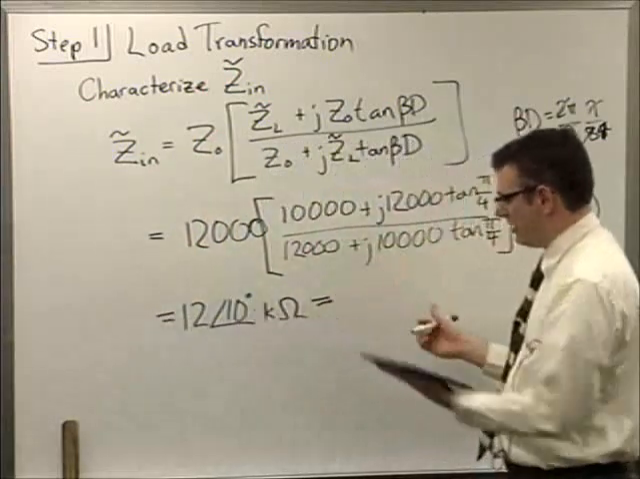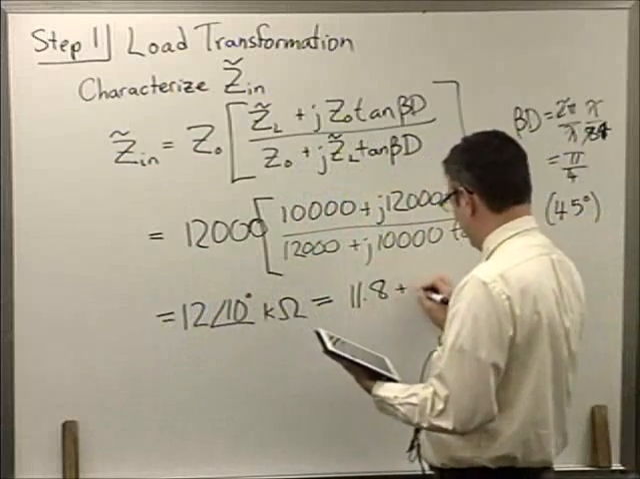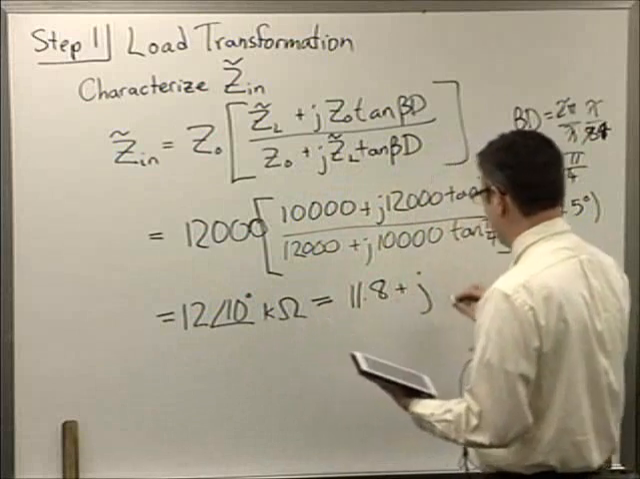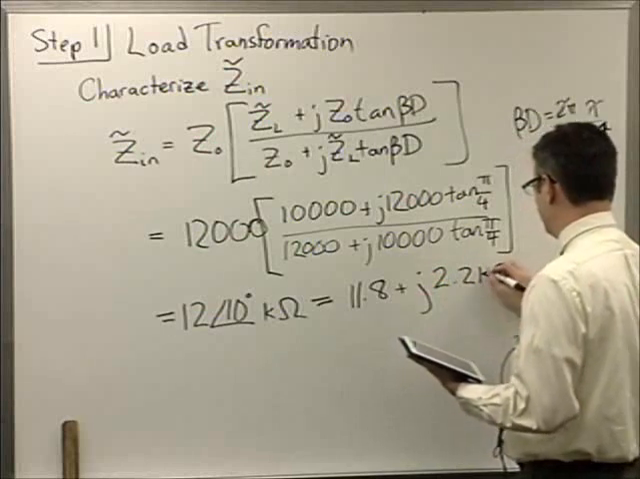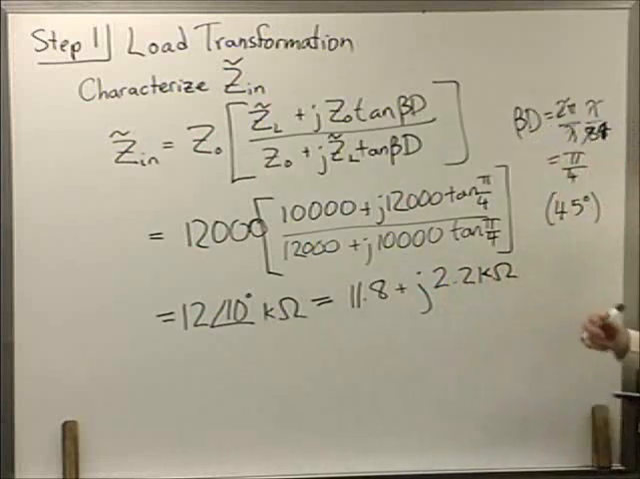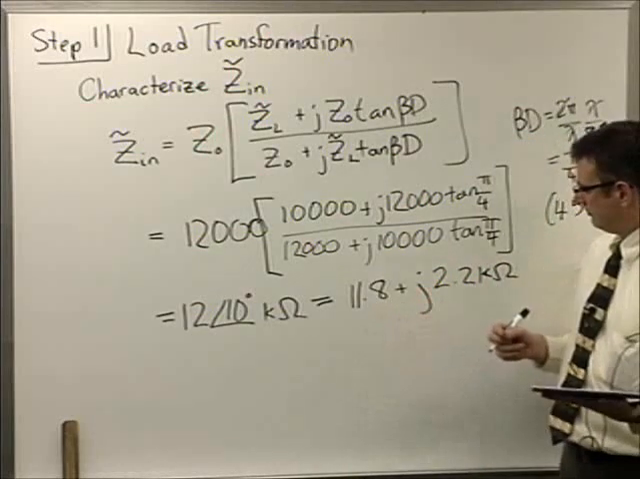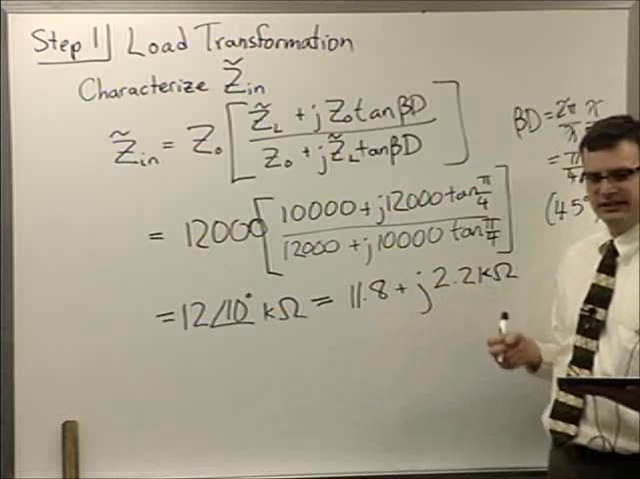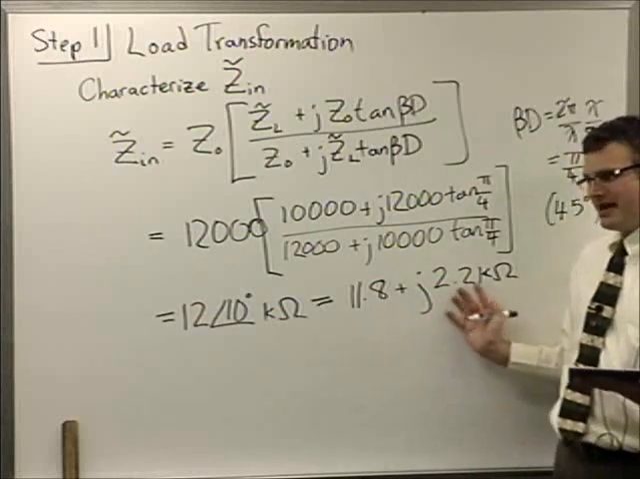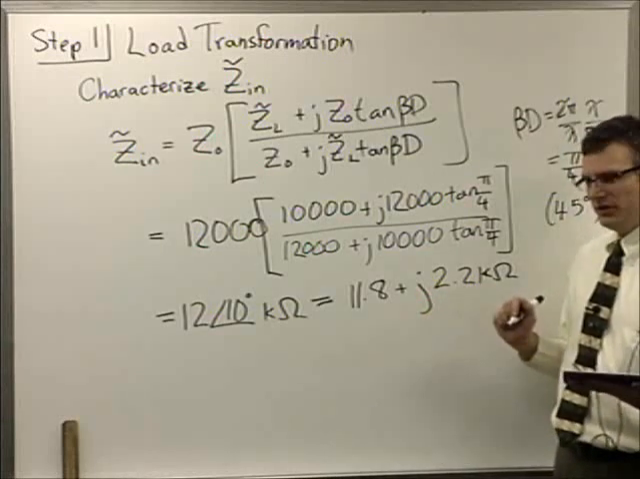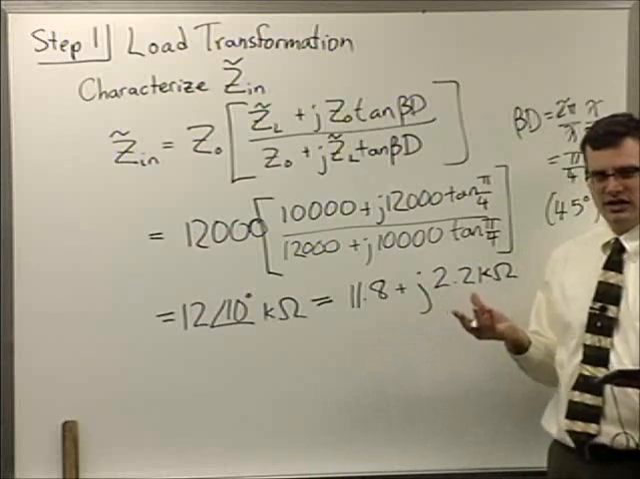Or if I write this out in Cartesian, real and imaginary complex components, it's 11.8 plus j 2.2 kiloohms. So interestingly, this transformed our real load into a slightly inductive load. We started out with a real resistance, and now we've got a significant amount of reactance, plus j 2.2 kiloohms. And that's going to affect our transmission of power.